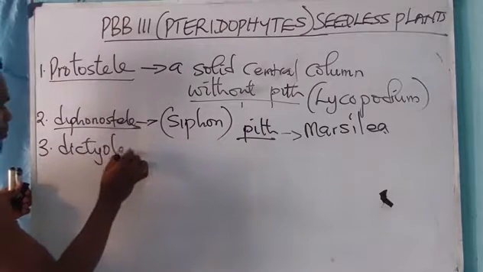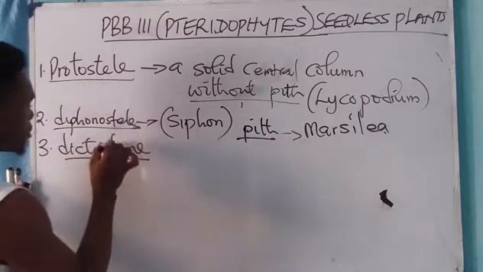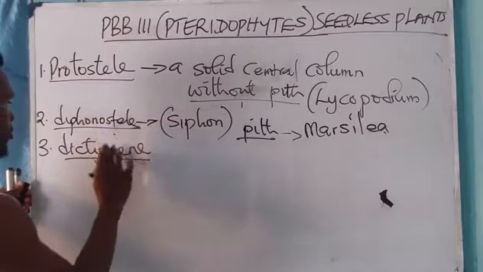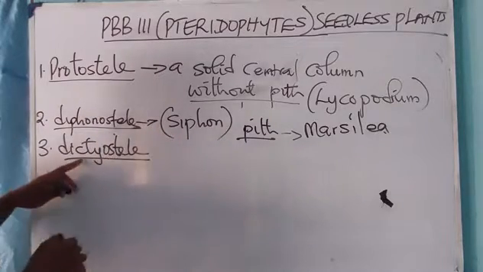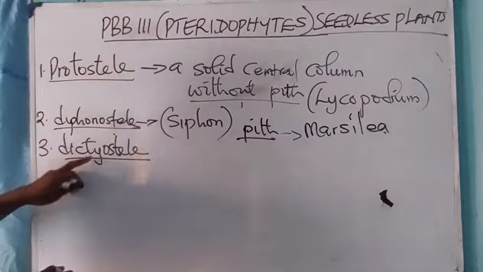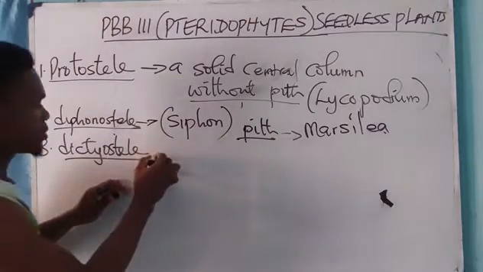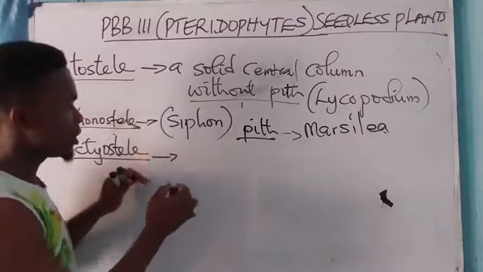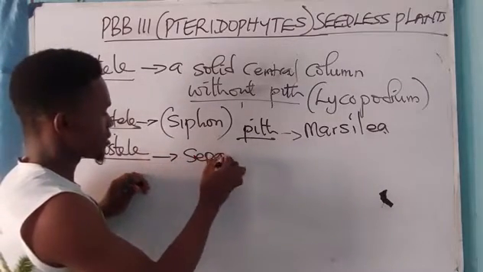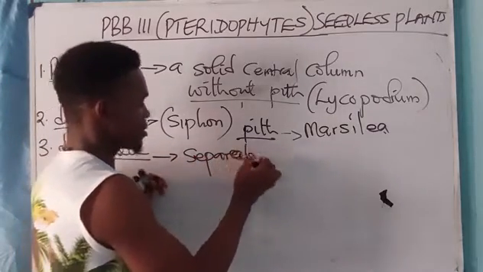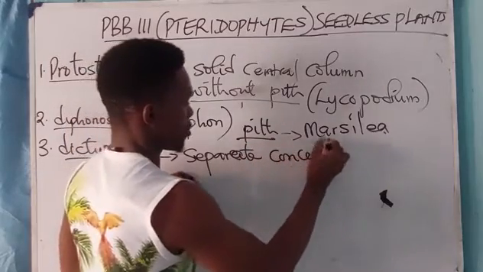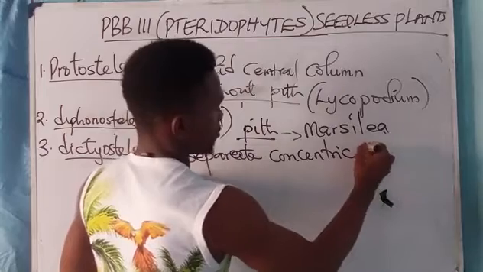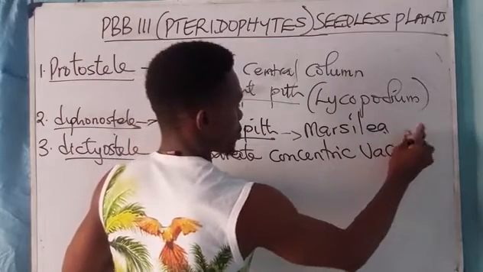Now we also have what is called dictyostele. A dictyostele is a type of stele in which there are separate concentric vascular bundles.